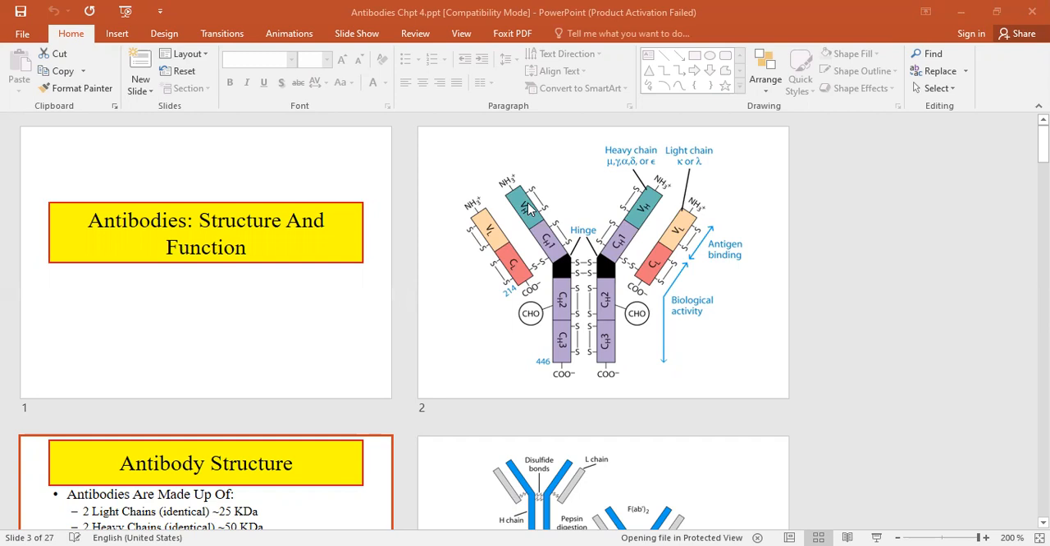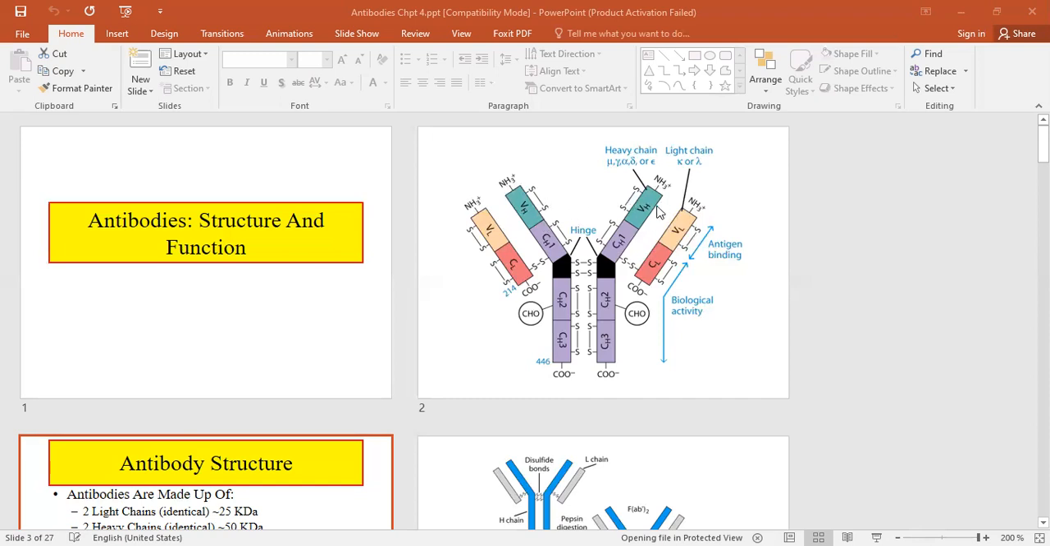Heavy chain has a variable region, and the light chain also has a variable region. VH means variable region of heavy chain, and VL means variable region of light chain. CH means constant region of the heavy chain, and CL means constant region of the light chain. They are bound to each other by disulfide linkages.